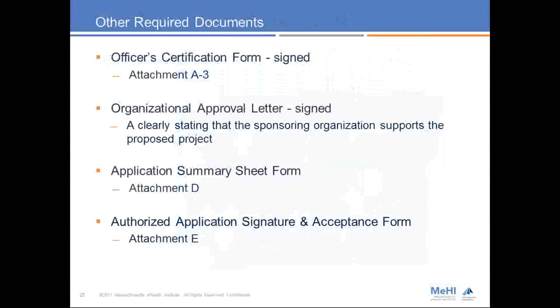Attachment A3, the Officer Certification Form, is a 2-page document designed to ensure that the organization's leadership attests to the accuracy of the statements submitted in the application. It must be filled out and signed by your organization's CEO or CFO. Similarly, the CEO, CFO, or board chair should write and sign a short letter clearly indicating that the organization supports the efforts and goals of the eQIP project.